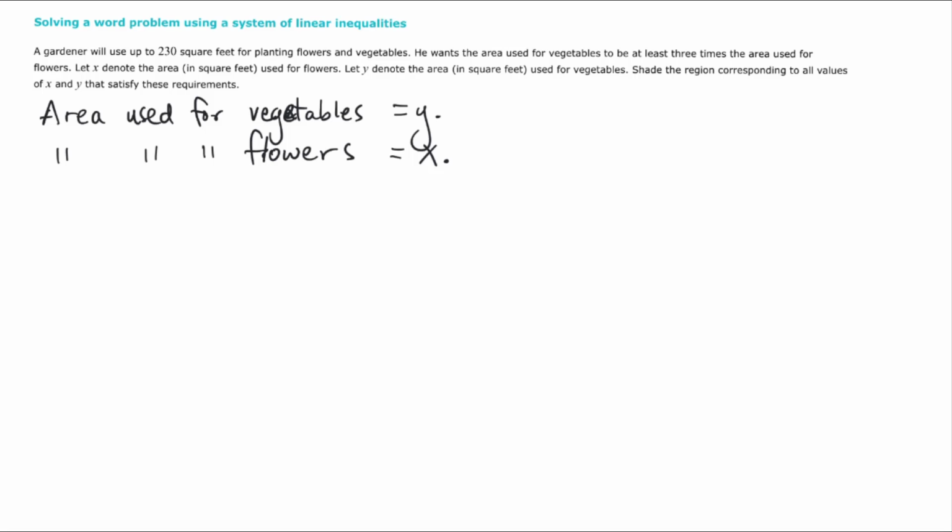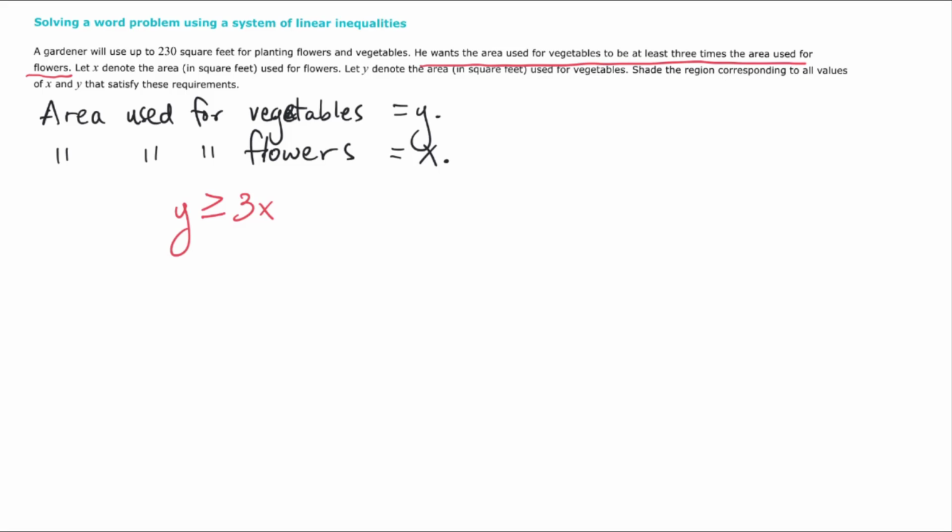Going back to this sentence here, he wants the area used for vegetables to be at least 3 times the area used for flowers. What does that mean? Well, you take the area used for vegetables, and at least means what? You really want more. So that's y is greater than or equal to 3x. At least allows for the equal symbol.